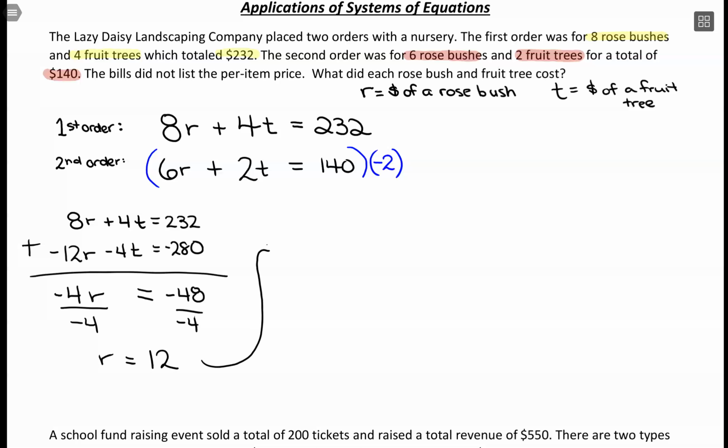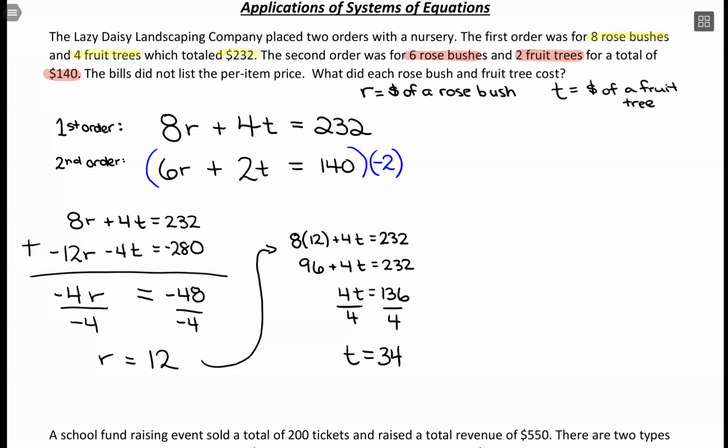And then with that, I'm going to back substitute so I can solve for T. And you can choose either equation. Let's go with the first order. So 8 times 12 plus 4T equals 232. So that'll be 96 plus 4T equals 232. I'm going to subtract 96 from both sides, which will leave me with 136. Divide by 4. We're going to get T equals 34.